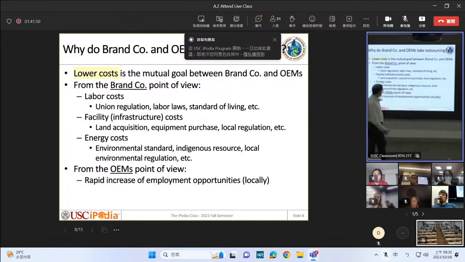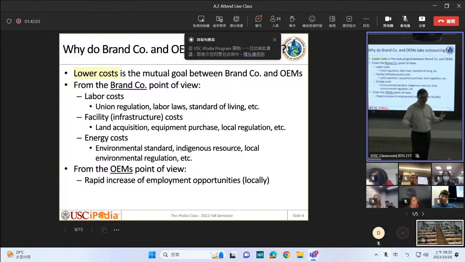Therefore, a lot of the time the local government or the local official on the OEM side will actually provide incentives for the brand company to come in. For example, they give you tax-free, so the first couple of years, you don't pay tax. They give you free land. Since they have a lot of farmland anyway, they give you free land, you build a factory. They give you a lot of incentives. So this is one reason that the OEM country wants to do that.